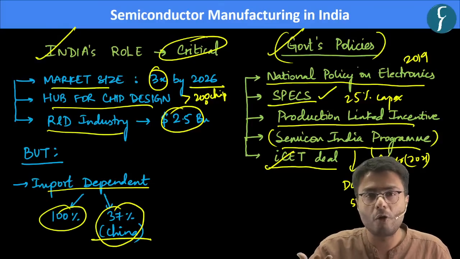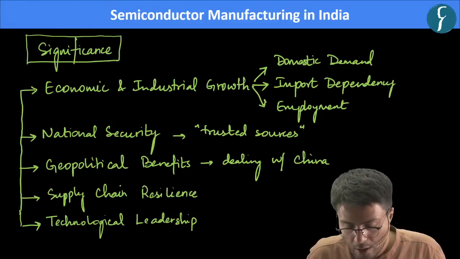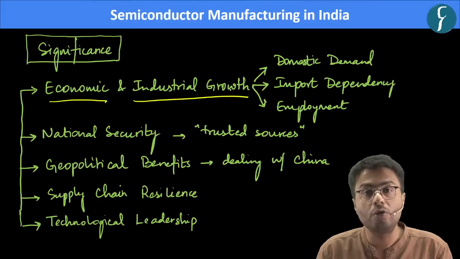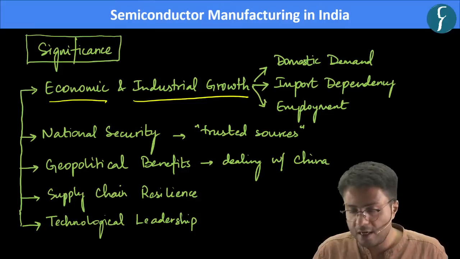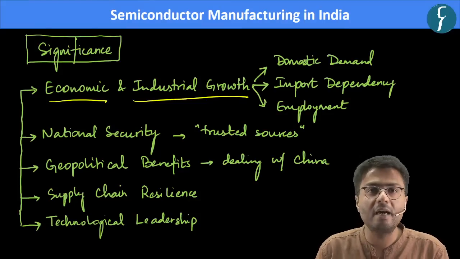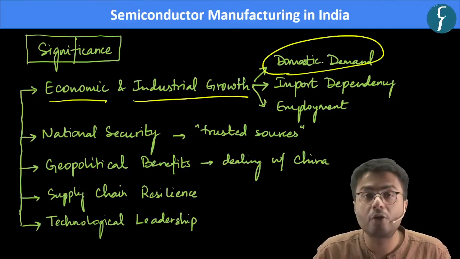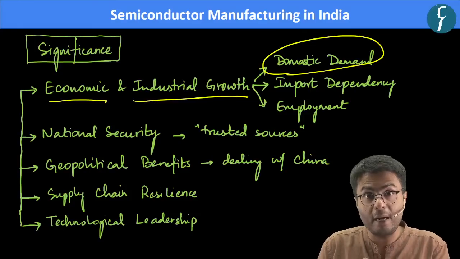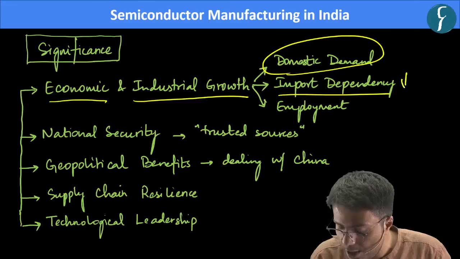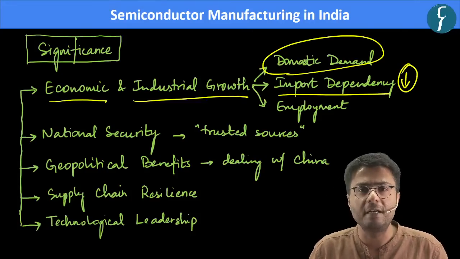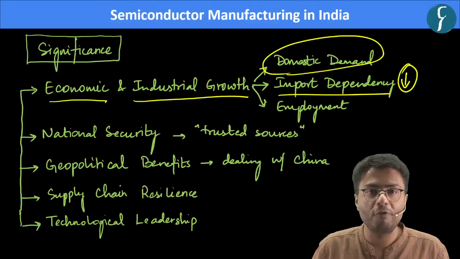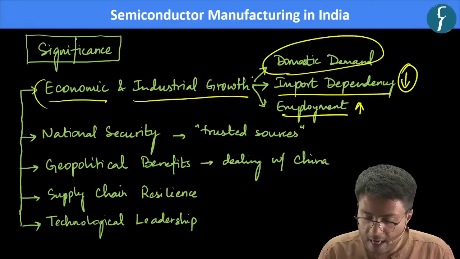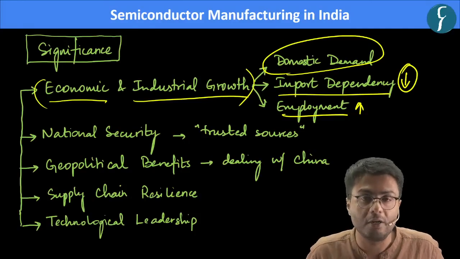Now, after we have discussed government policies for manufacturing of semiconductors in India, let us discuss why it is necessary for India to have its domestic semiconductor manufacturing capability. This is because a semiconductor industry in India will provide economic as well as industrial growth to India. Development of a semiconductor industry will have a multiplier effect. India is currently witnessing a huge domestic demand for electronic products, and to meet this demand, we need a domestic manufacturing capacity. With it, we will be able to reduce our import dependency on other countries such as China. Further, development of a domestic manufacturing industry will also generate huge employment for Indian youth. Hence, economic and industrial growth warrants development of a semiconductor industry.